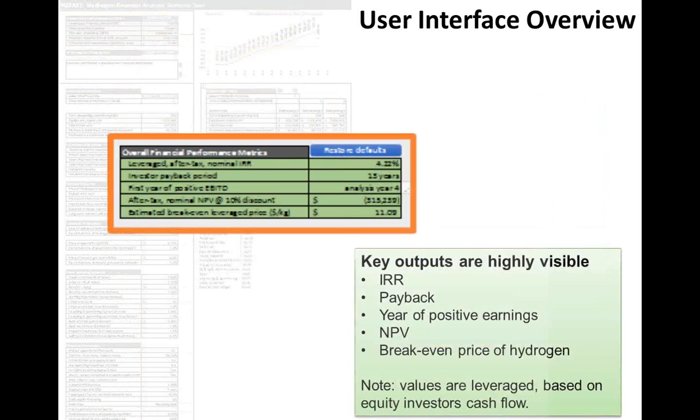If we go to the next, at the very top, we have, just like in the web-based version, the main parameters that we found and our reviewers found to be most important for financial end users. So internal rate of return, payback, positive earnings, net present value, and a break-even price of hydrogen for a 10% IRR.